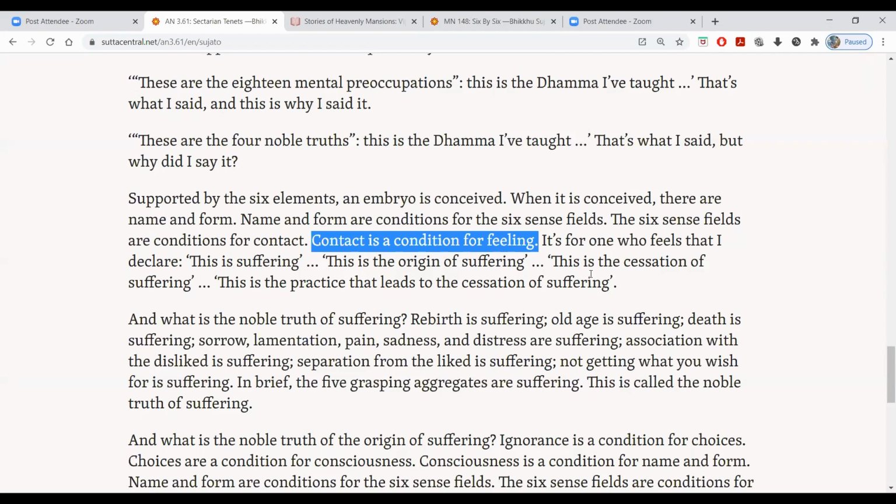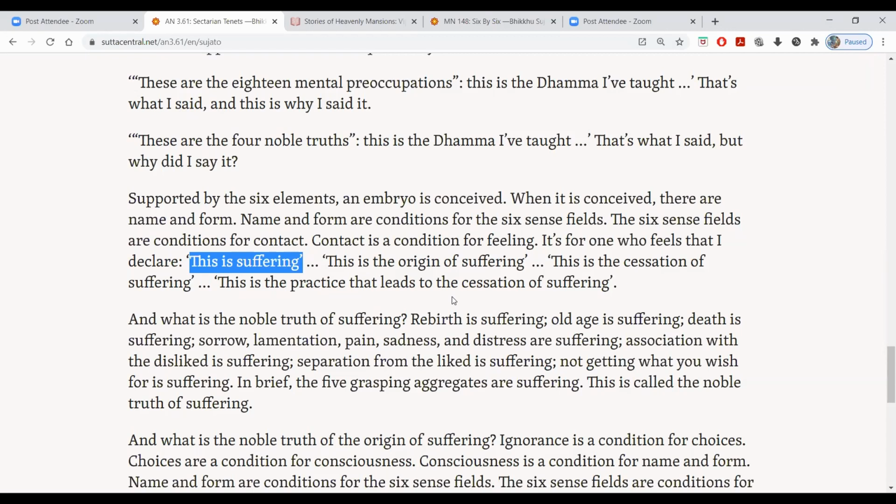And Buddha teaches, it is for one who feels that I declare this is suffering. That means the noble truth of suffering is applied to that baby, even that baby. While he is in the womb, he hasn't seen the outside world yet. But his life is also included in the noble truth of suffering. Why? That baby is subject to aging, subject to sickness, subject to death, right?